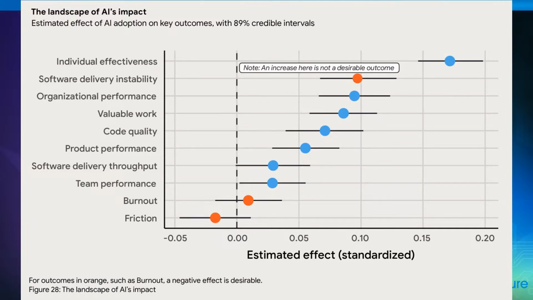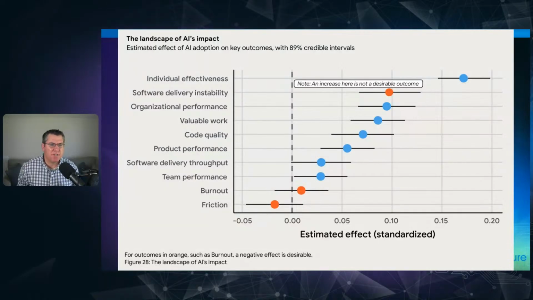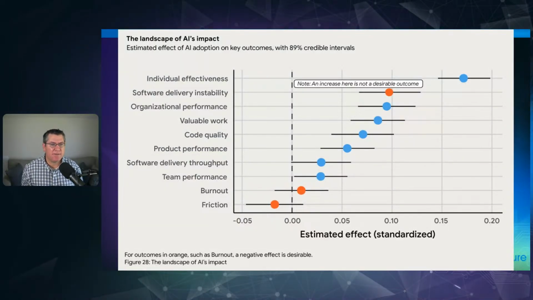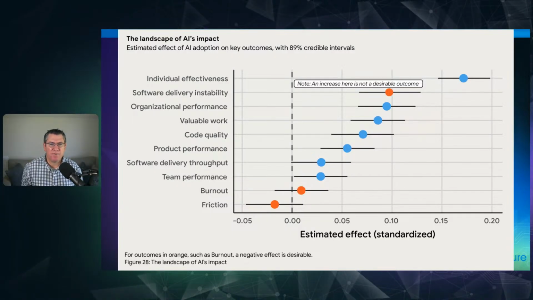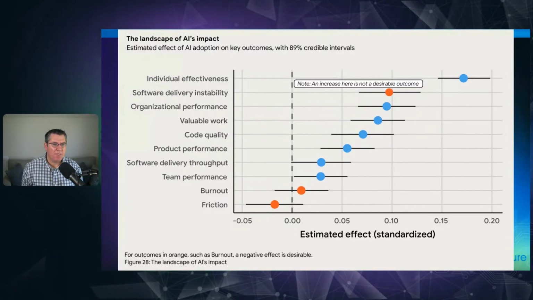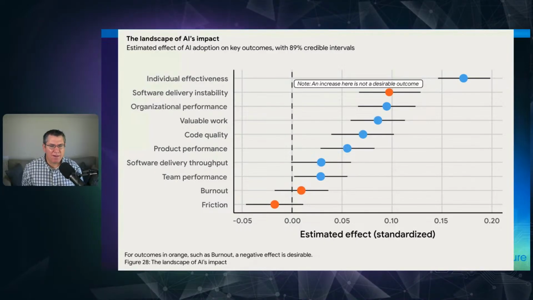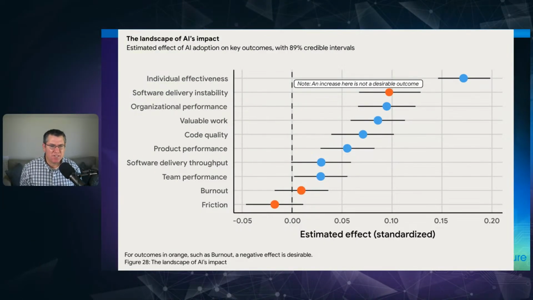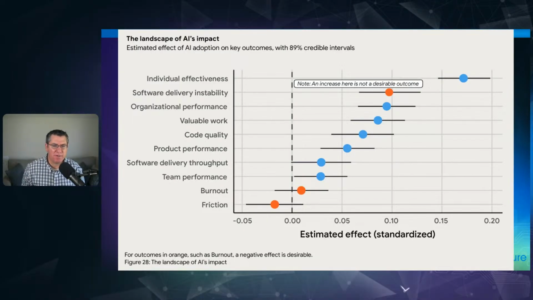And there's been some interesting findings. The organizational performance has increased by 10%. Valuable work has increased by 8%. Code quality has increased by 7%. Product performance, the blue dots above 0, those are all good things. The amount of burnout or friction in software development hasn't really changed much. Those are hovering very close to 0. So that hasn't changed much.